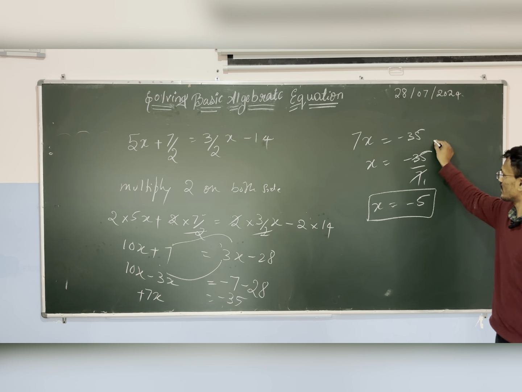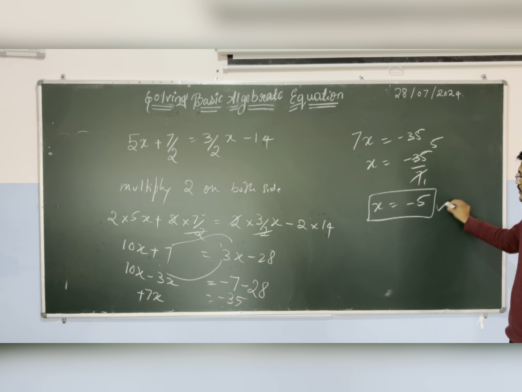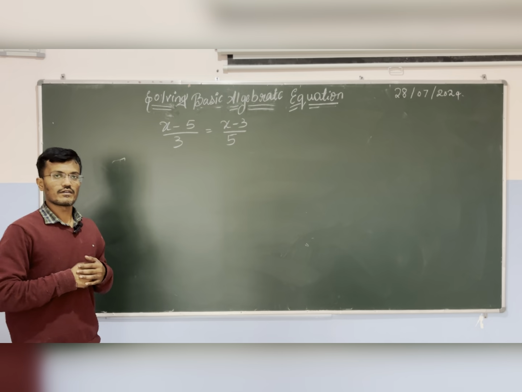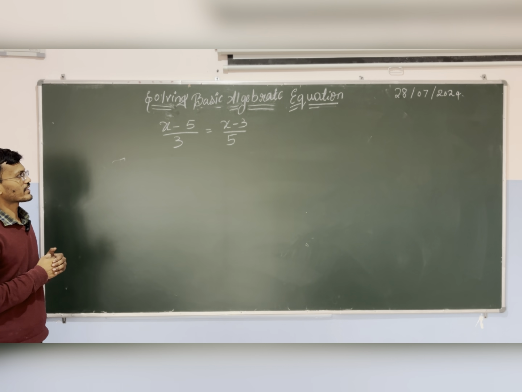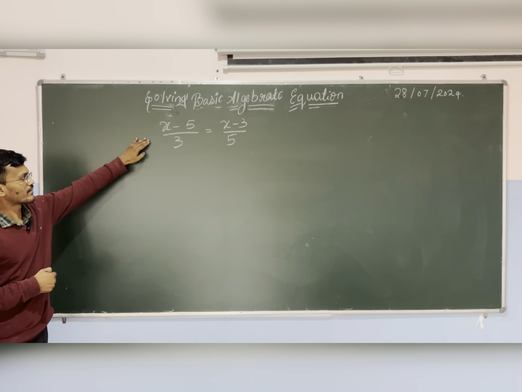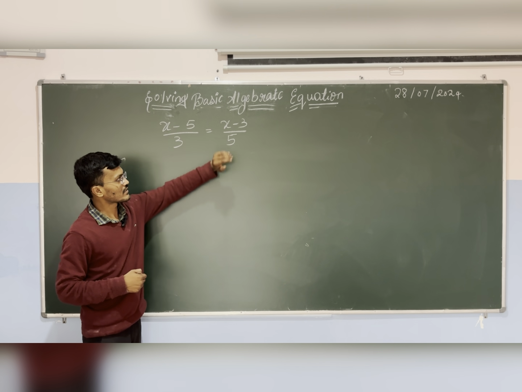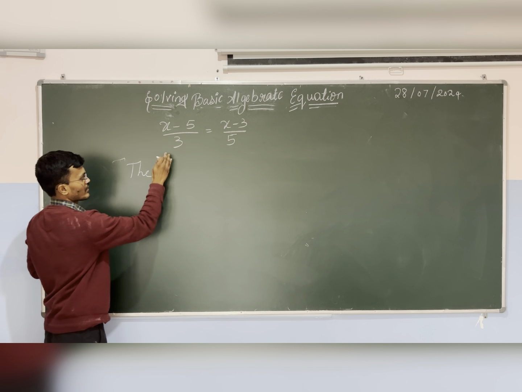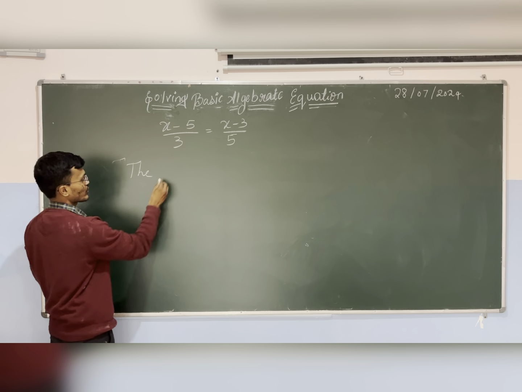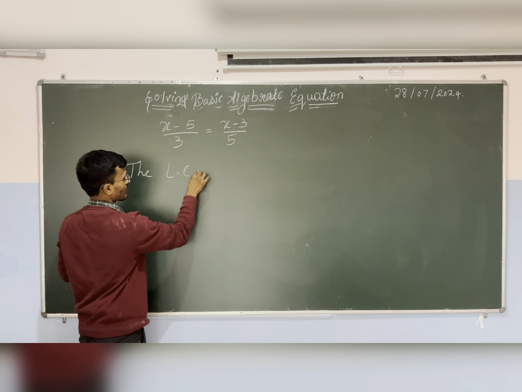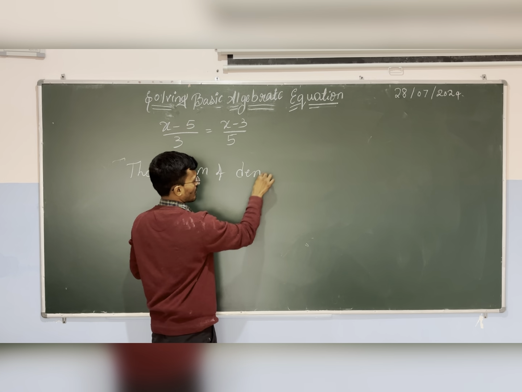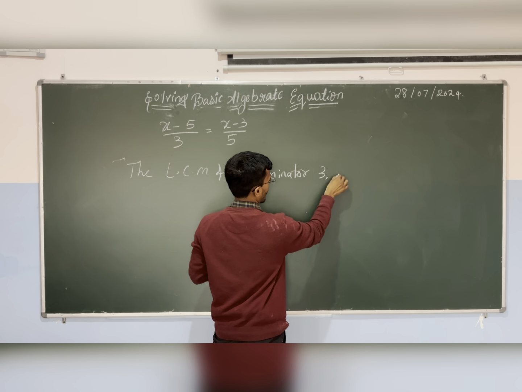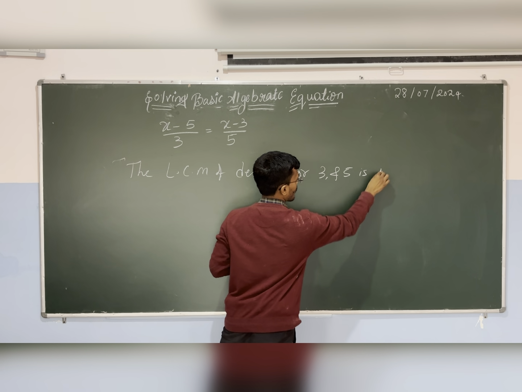7 ones are 7, 7 fives are 35. This is how we got the equation x is equal to minus 5. Thank you. So now we have another type of algebraic equation, x minus 5 divided by 3 and x minus 3 divided by 5. The denominators are different. For that reason we need to take the LCM. The LCM of the denominators 3 and 5 is 15.